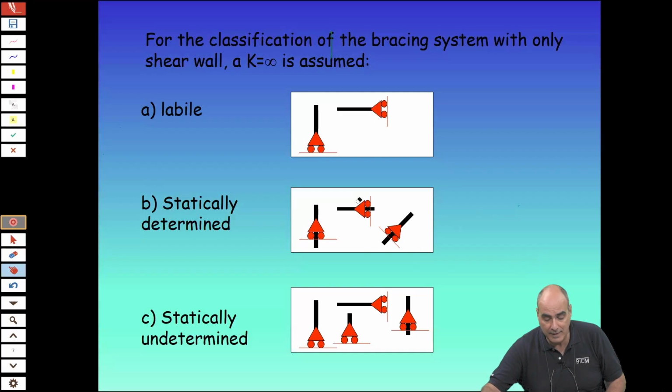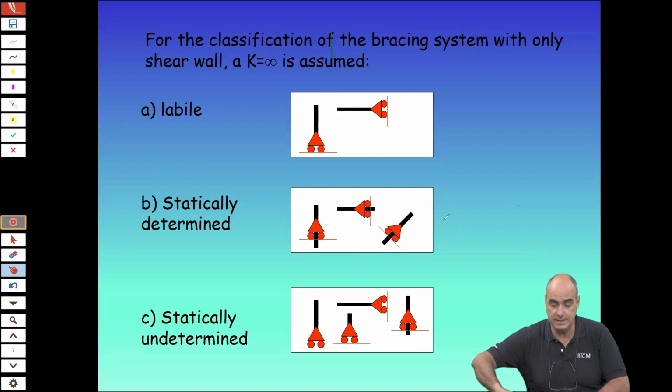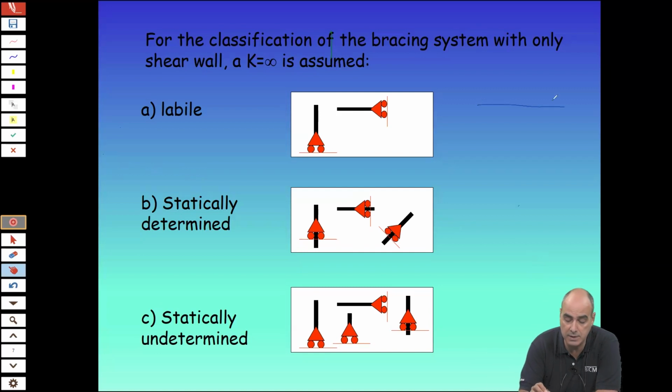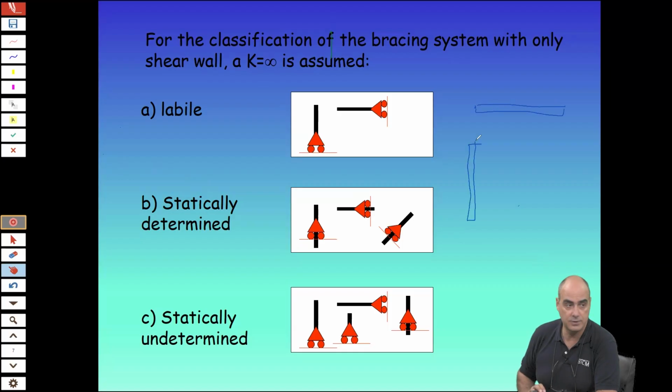You have to provide the building a lateral load resisting system in two directions. So imagine that you have a wall in this direction, and a wall in this direction, and these are both B and H, these are equal.